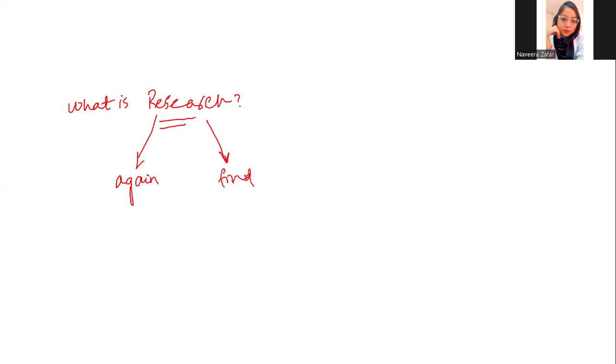The main hurdle that most students face is: what is research? This is the most important question. You have to split the word into two parts. Re means again, and search means to find. So it means you have to find things about a topic again and again and again.